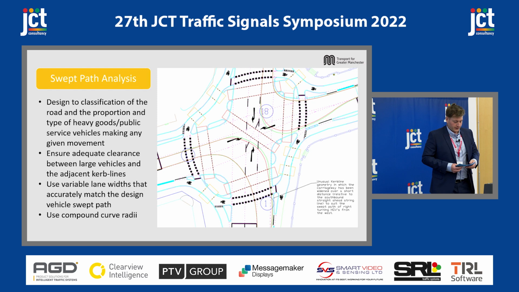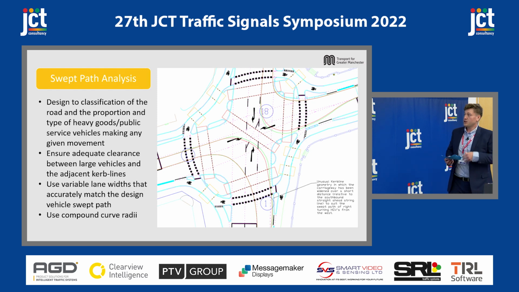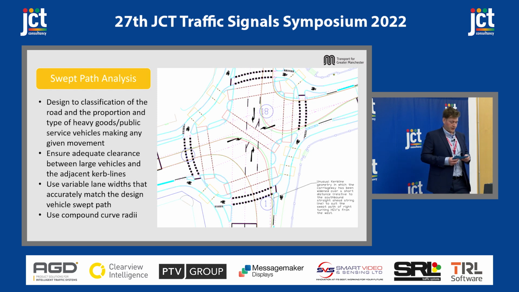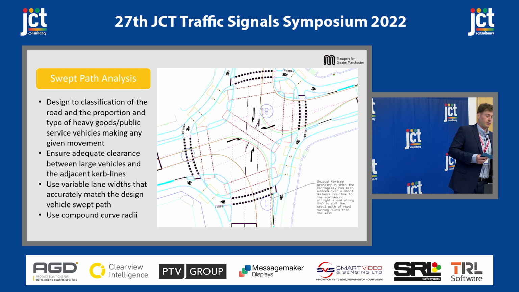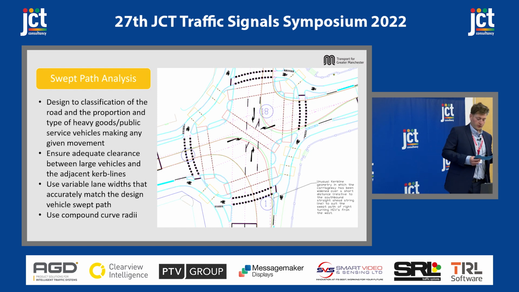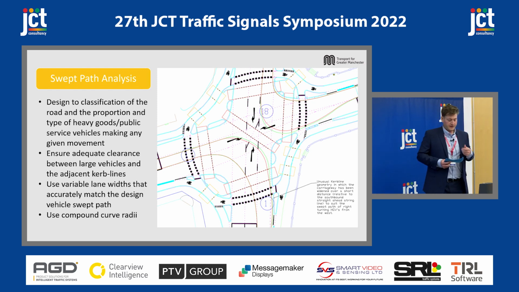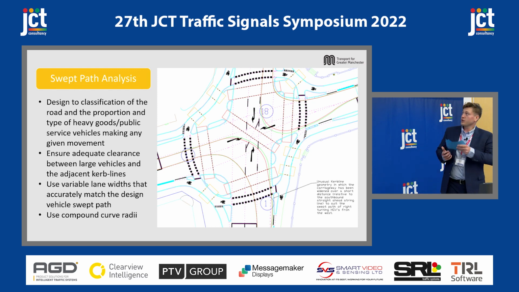The swept path analysis should be carried out in a way which aims to maximise urban realm, footway and cycle track areas, subject to the classification of the road and the proportion and type of vehicles used in any given movement. For example, roads leading to residential areas could be tracked with a tighter turning movement and a lower clearance. And this is particularly important for maximising space on these pedestrian corner islands.